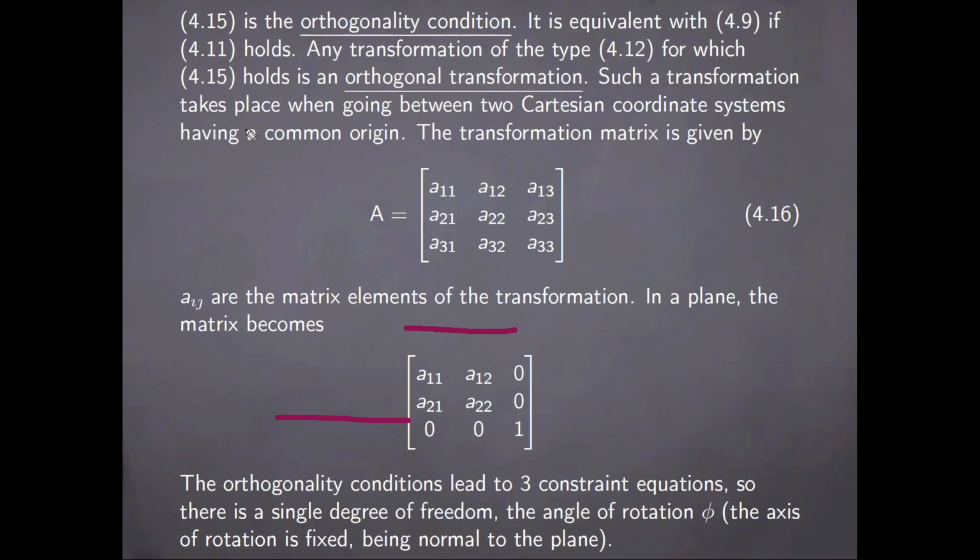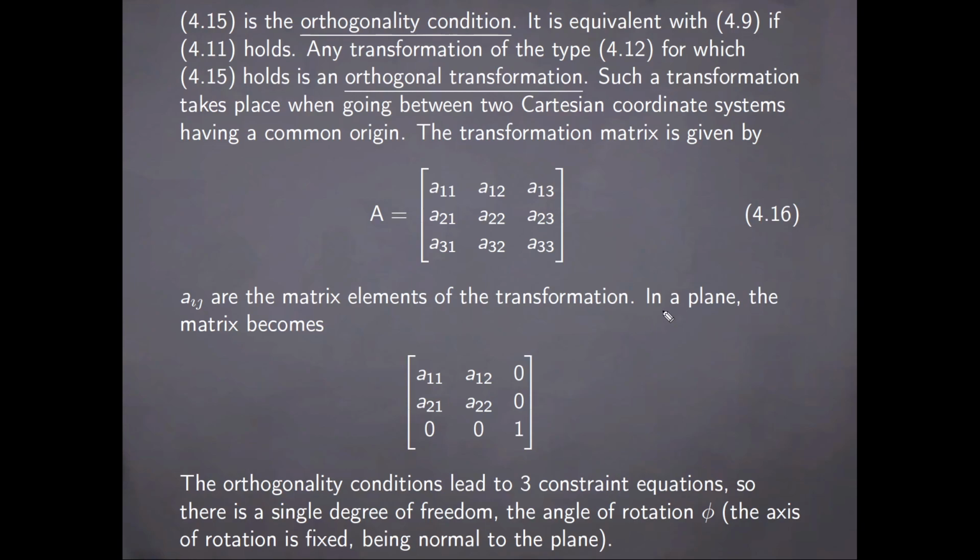Such a transformation takes place when going between two Cartesian coordinate systems having a common origin. The transformation matrix is given by the expression here, where the coefficients a of index i and j become the matrix elements of the transformation.